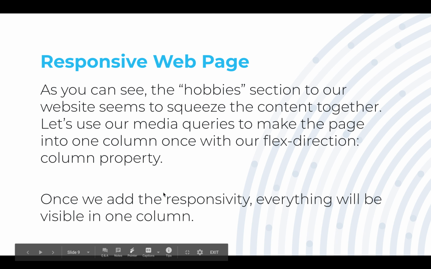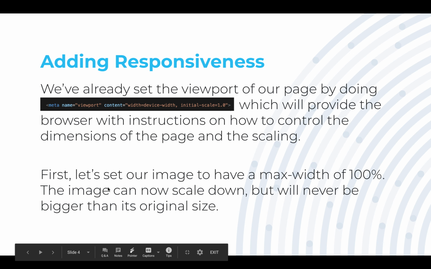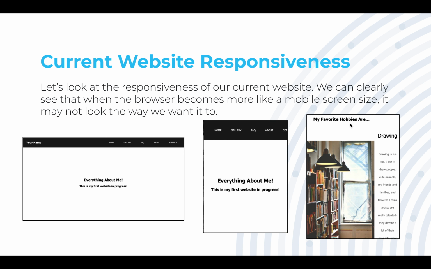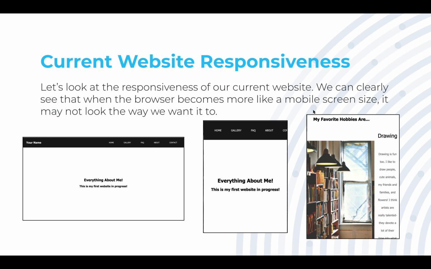So what you would do is add the same property that we did before. You would add flex direction column to your container element, and that's going to put everything underneath. And so when the browser becomes more like a mobile screen size, you can use our flex direction column property, which is pretty crucial in web design, to make everything into one column, so it'll all fit instead of having a row with everything squeezed together.